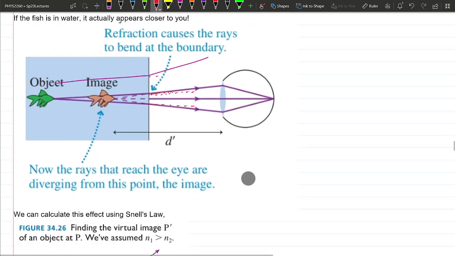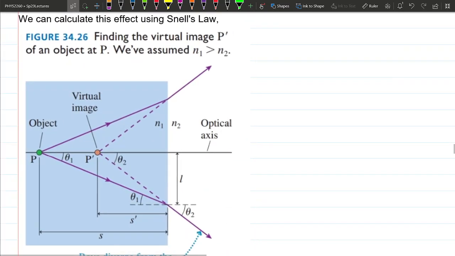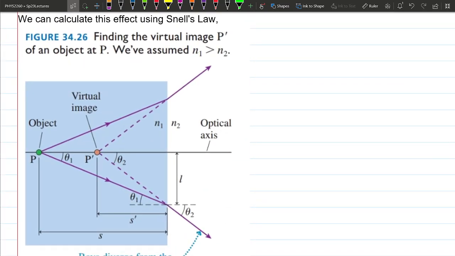So how do we deal with this? What we're going to do is draw a blown up version of the fish example where we have an object. Let's say instead of having a small angle of refraction, we exaggerate the refraction so that it goes this way, right?